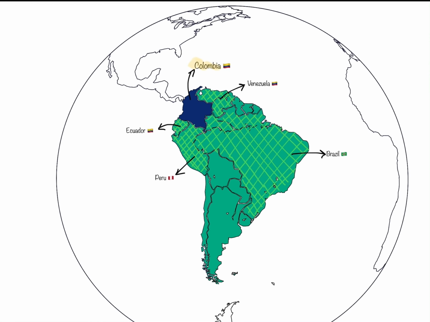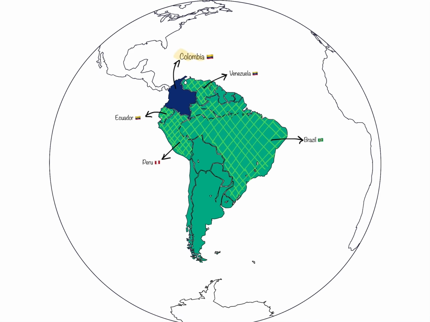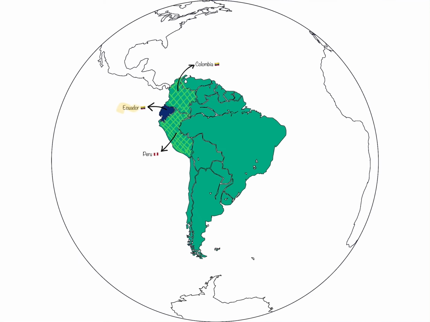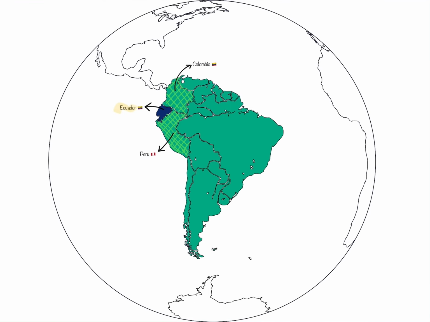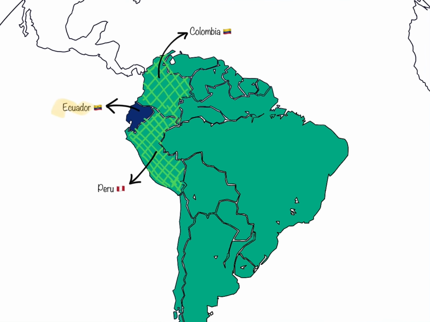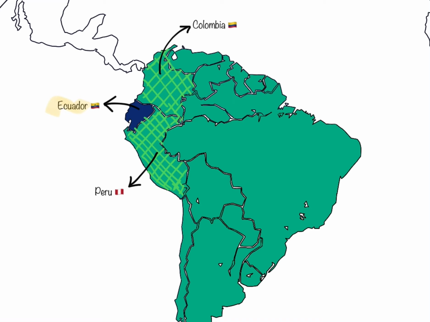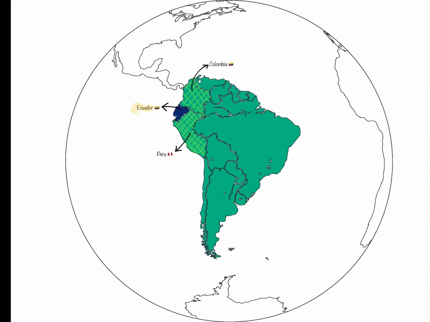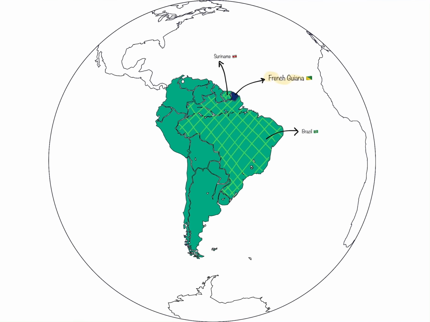Similar to Chile, it also has coast in the Atlantic as well as the Pacific Ocean. Ecuador is one of the countries which, similarly to Chile, doesn't share any land boundary with Brazil. Ecuador though shares boundary with Colombia and Peru. Ecuador's capital is Quito. And the next country in focus is French Guiana.